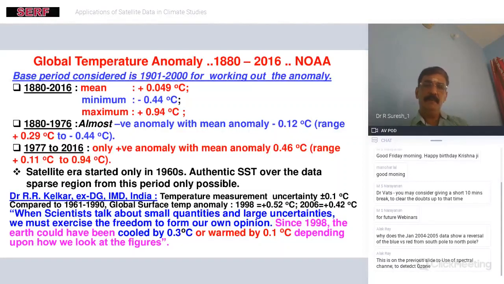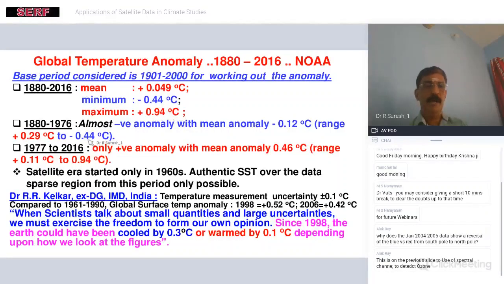And the computation based on the previous slide shows the total change in the mean anomaly is very, very insignificant, 0.049, because the initial period was a cold anomaly for about 96 years, and only beyond 1976 is the warm anomaly taking place. That is why the negative and positive are masking each other, and the mean anomaly is very insignificant. Minimum is minus 0.4, maximum is 0.94.